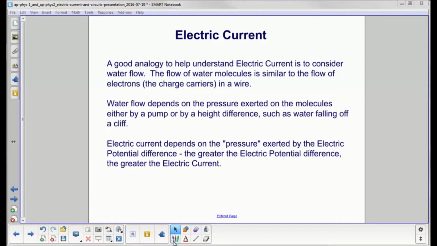A good analogy would be thinking about water flow. The flow of water molecules is similar to the flow of electrons, the charge carriers in a wire. It's not exact, this is an analogy, and it doesn't always work, but it's a good way to get going. Water flow depends on the pressure exerted on the molecules of water, either by a pump or by a height difference. And by height difference, if you see water falling off a cliff, that's current. Electric current depends on pressure, in quotes here because it's an analogy, exerted by the electric potential difference, which is what we covered last unit. The greater the electric potential difference, the greater the electric current.